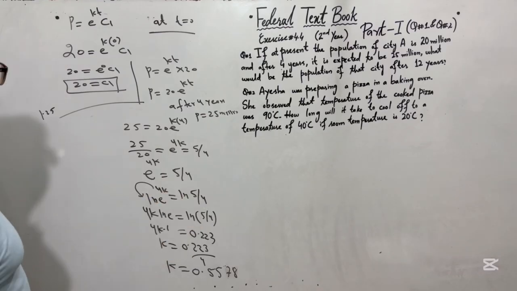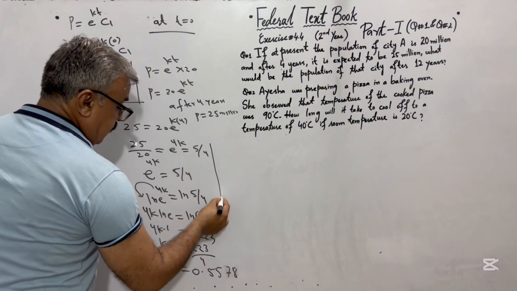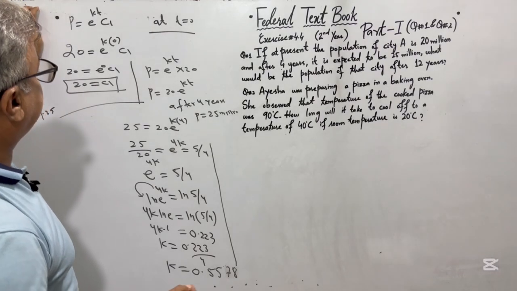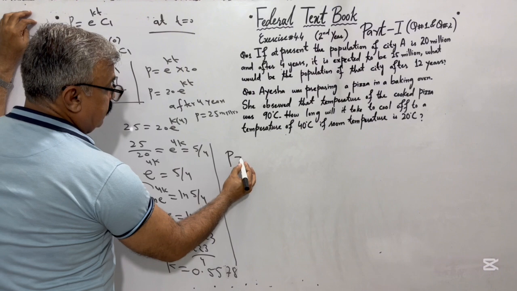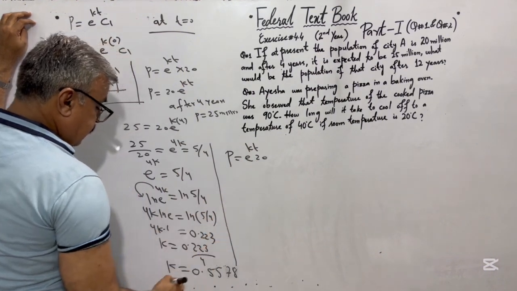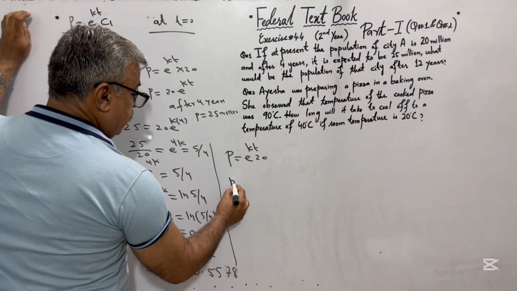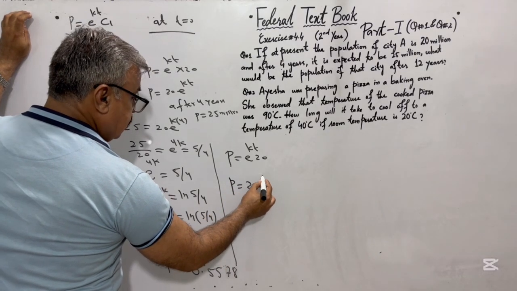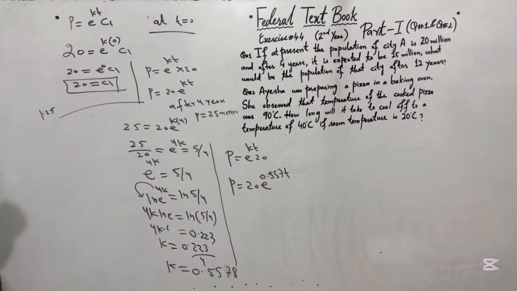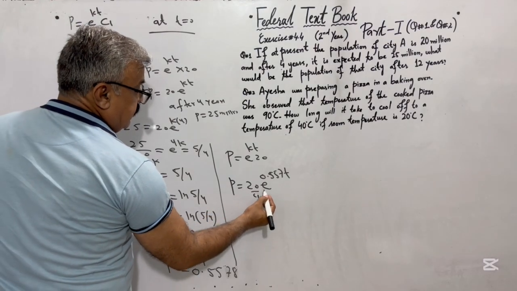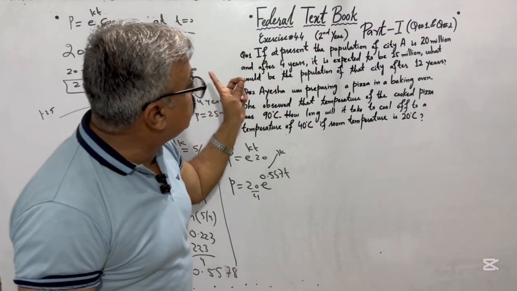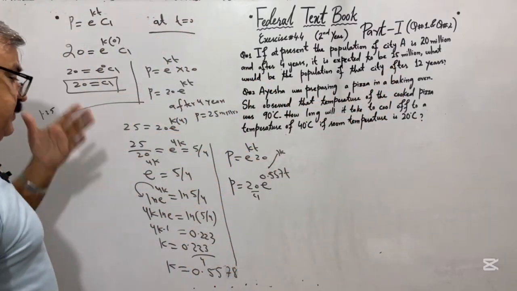We are about to launch the final portion of the question: we find the required population after how many years, 12 years. We have P is equal to c1 e raised to kt, and we have already determined c1 is 20. So P is equal to 20 times e raised to 0.05578t. That's the value of k. Now just put the value of t. After 12 years, what is the population? Let's see.